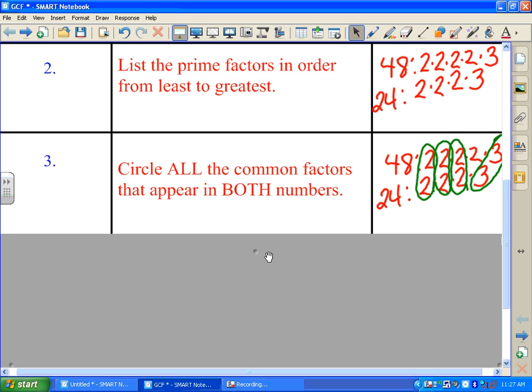Notice how I circled them though. One has to be on the top and the bottom. Okay?